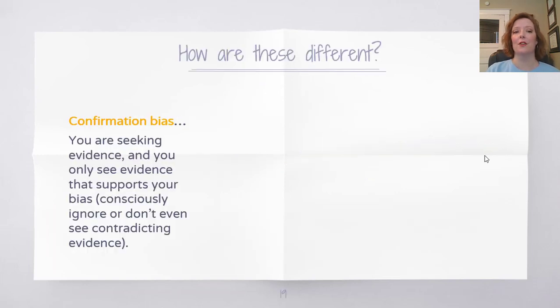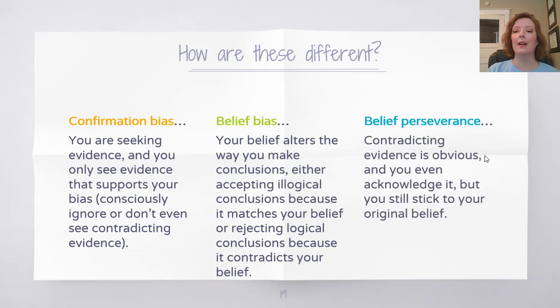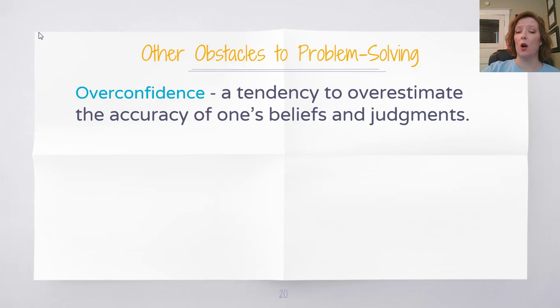So how are these different? In confirmation bias, you are seeking evidence and you only see evidence that supports your bias. You either consciously ignore or you don't see the contradicting evidence. With belief bias, your belief alters the way you make conclusions, either accepting illogical conclusions because it matches your belief or rejecting logical conclusions because it contradicts your belief. And belief perseverance. This is when contradicting evidence is obvious and you even acknowledge it, but you still stick to your original belief.